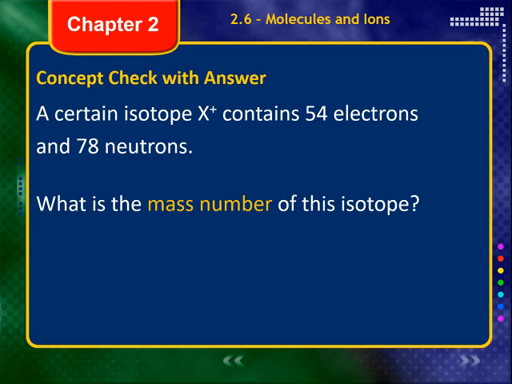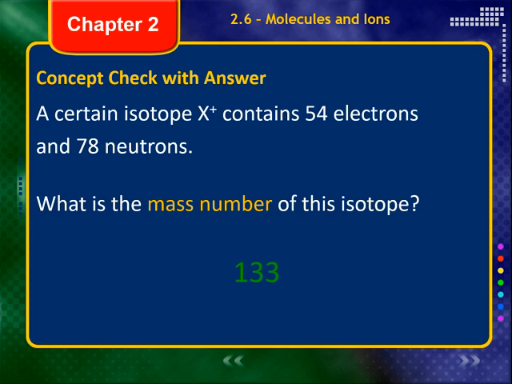Alright, let's get a concept check in here. I'll give the answer. A certain isotope, X with a +1 charge, contains 54 electrons and 78 neutrons. What is the mass number of this isotope? Please come up with your own answer. Press pause if you need to, because here comes a solution.